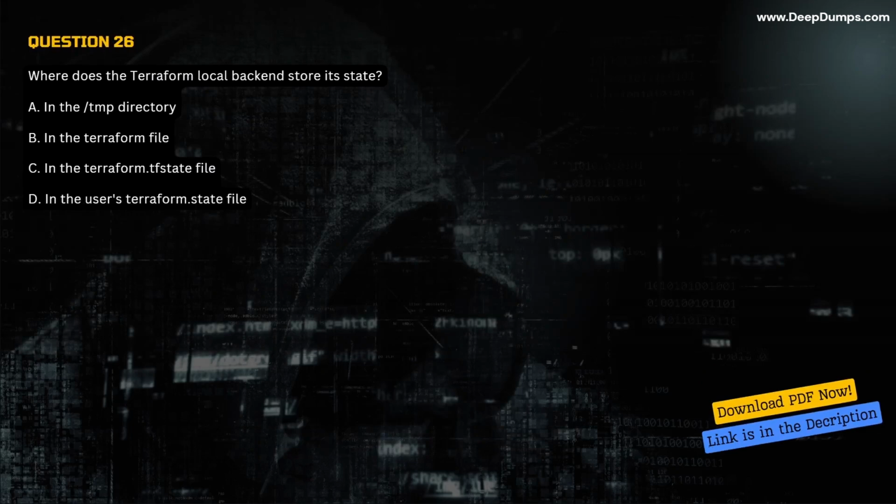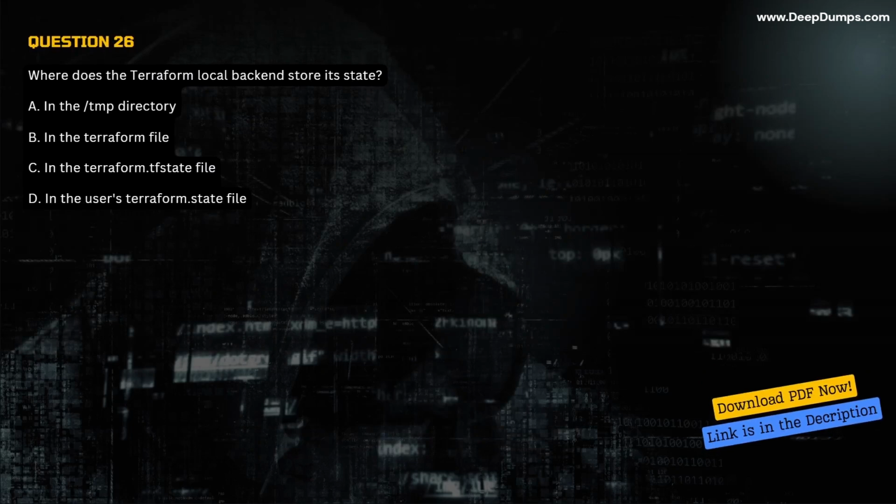Question 26. Where does the Terraform local backend store its state? A. In the /tmp directory. B. In the Terraform file. C. In the terraform.state file. D. In the user's terraform.state file.